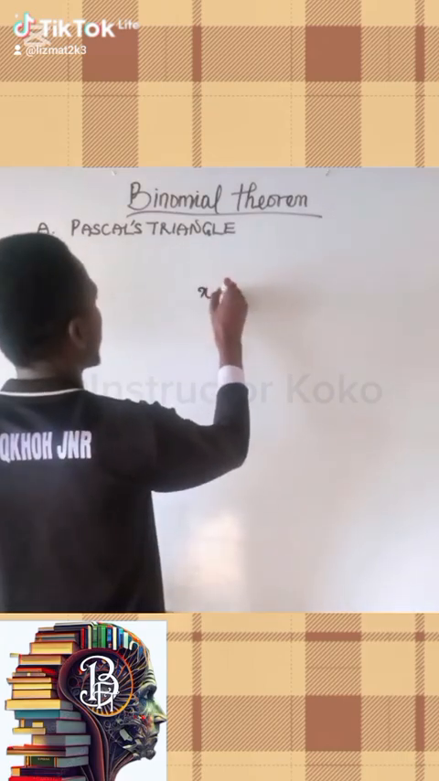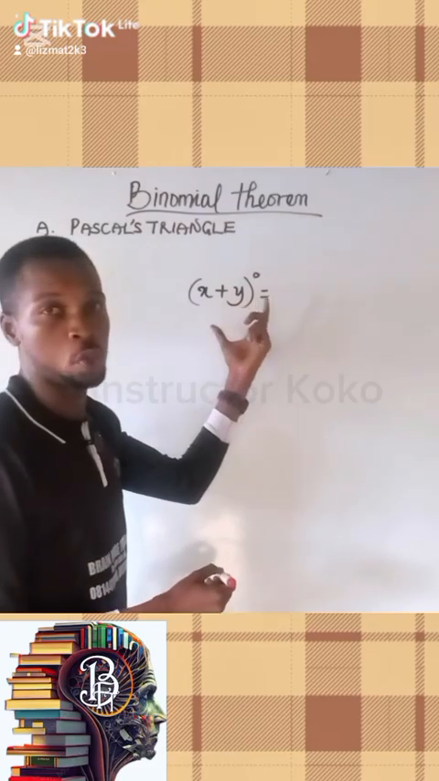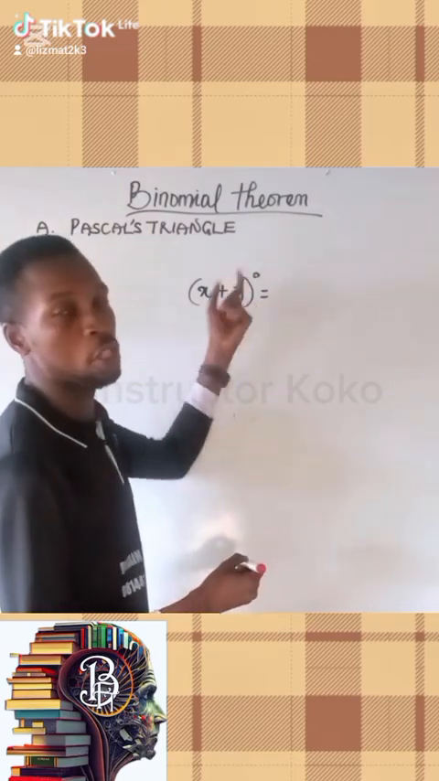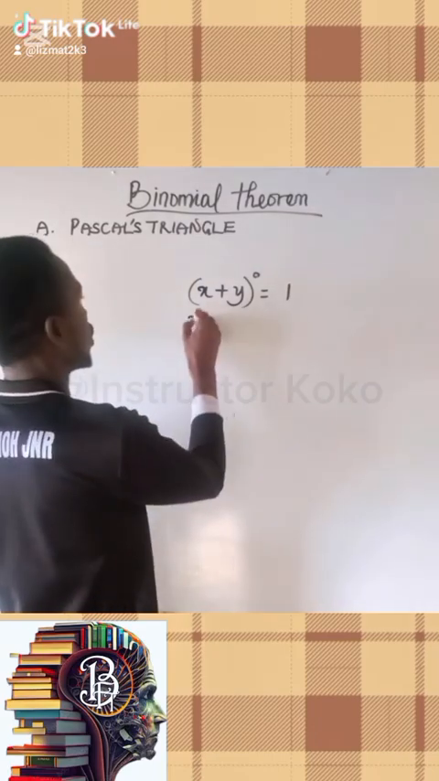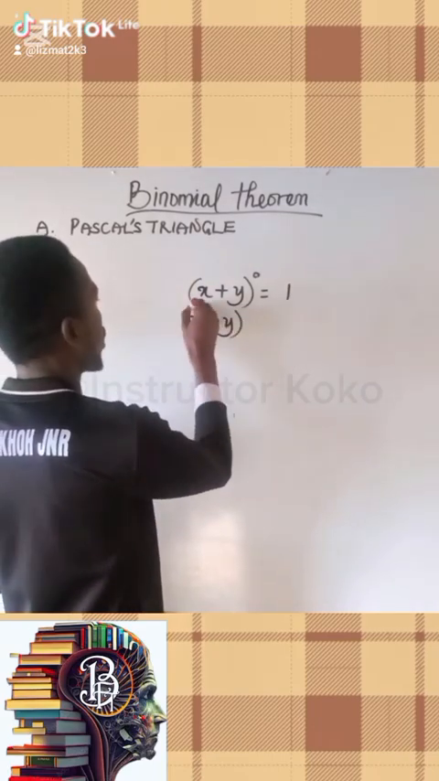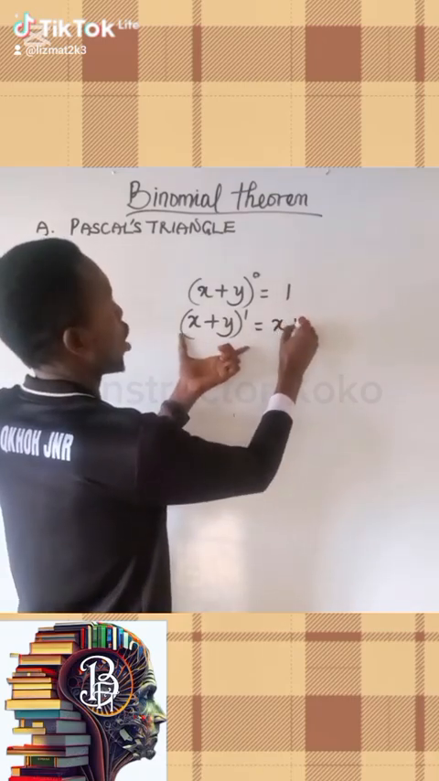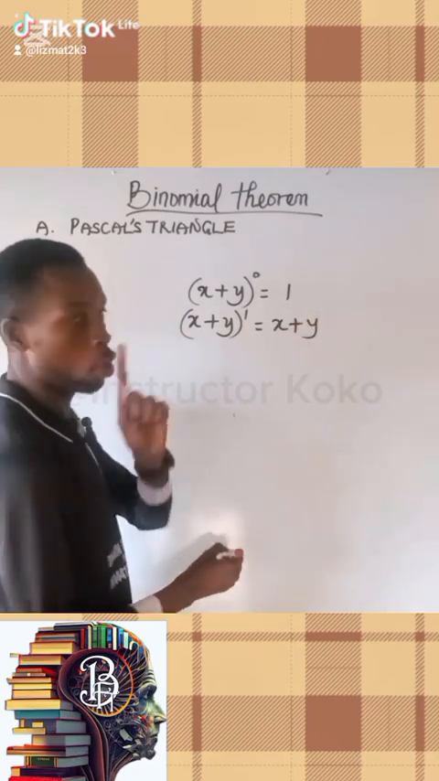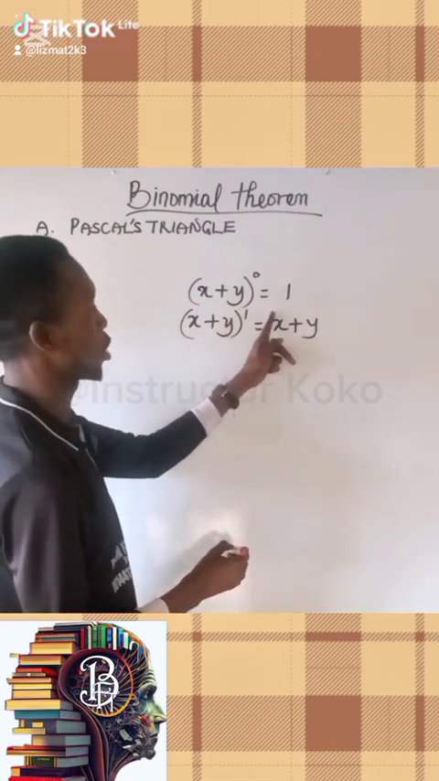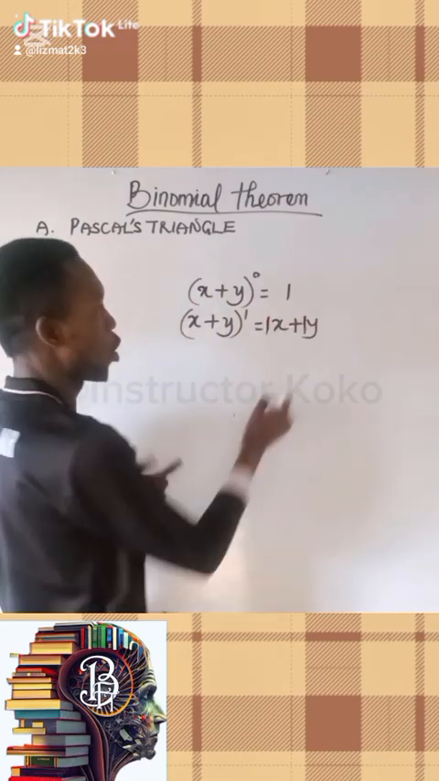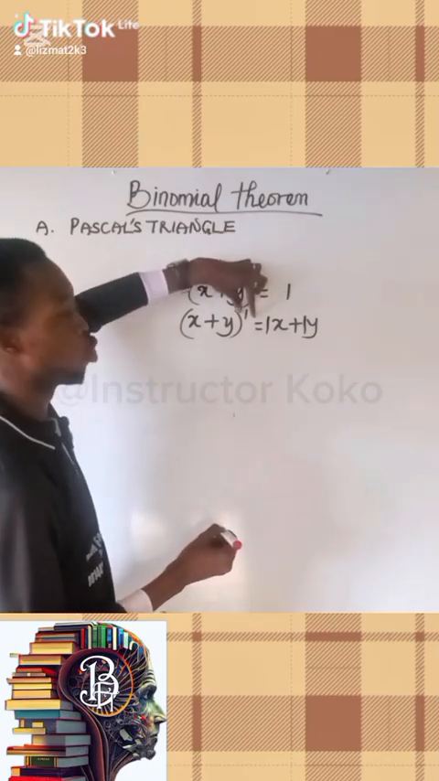Of course, if I say x plus y raised to power 0, everyone knows that any number raised to power 0 is what? 1. So here we will get 1. Okay, let us proceed. If I have x plus y raised to power 1, of course, this will also give us x plus y. Observe that the coefficients of the binomial terms in the brackets are both what? 1 and what? 1. So the power has what? Increased from 0 to 1.